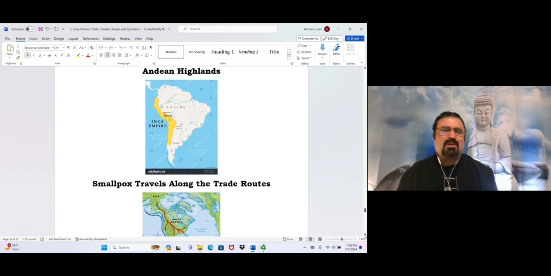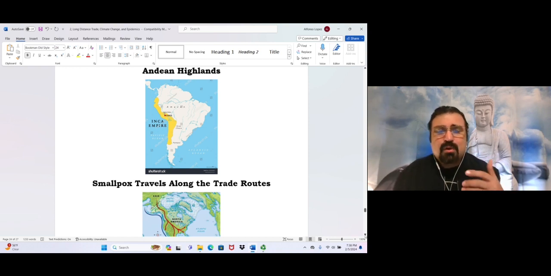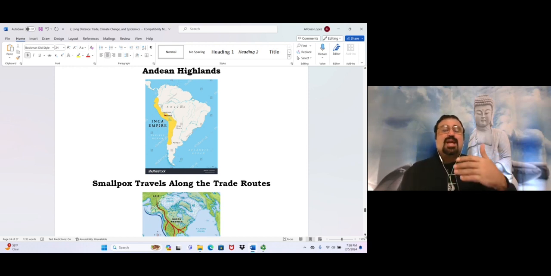Okay, so this is the map of the Inca Empire, as you can see, along the Pacific coast of South America. It's a vast territorial domain. And what we know from records is that even before the Spaniards showed up in 1532, there was already an outbreak of smallpox in the Inca Empire.